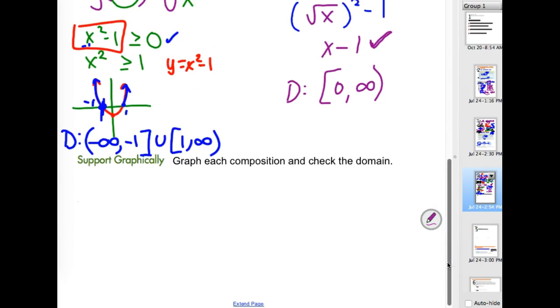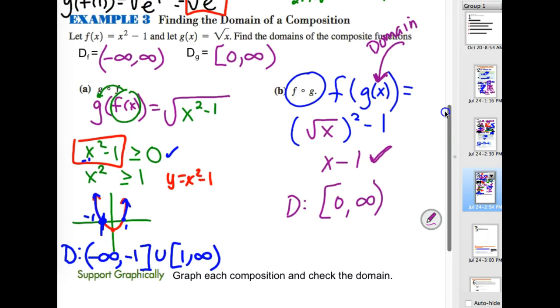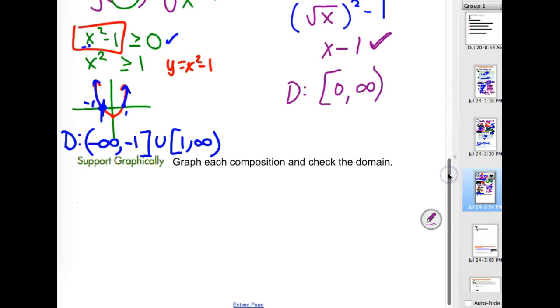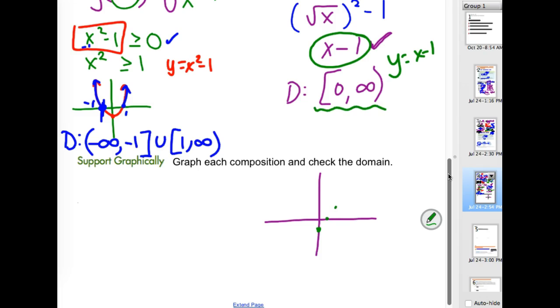All right. Down below here it says graph each of those compositions and check the domains. So if you graph on your calculator the composition f of g, you should see our line. This would be y equals x minus 1, which means we're going to start here at negative 1. We do a positive 1 slope, but we only want it from 0 on to the right. So we would have this portion of our graph.